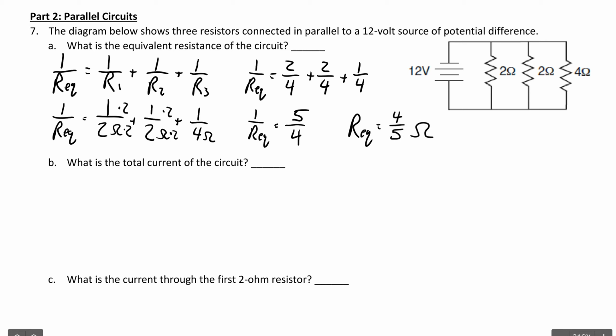And that could be your answer if you want. Leave it in fraction form. They can't take off points for that. But if you want, 4 divided by 5 is also going to be 0.8 ohms, or 8 tenths, 8 over 10.